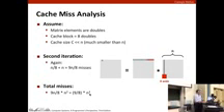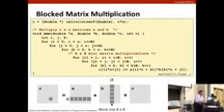Now let's rewrite the code to use blocking. You can look at this code later, but it's much simpler just to look at it pictorially. Instead of updating one element at a time, we're updating a b by b subblock, totally analogously to our original case where b equals 1.